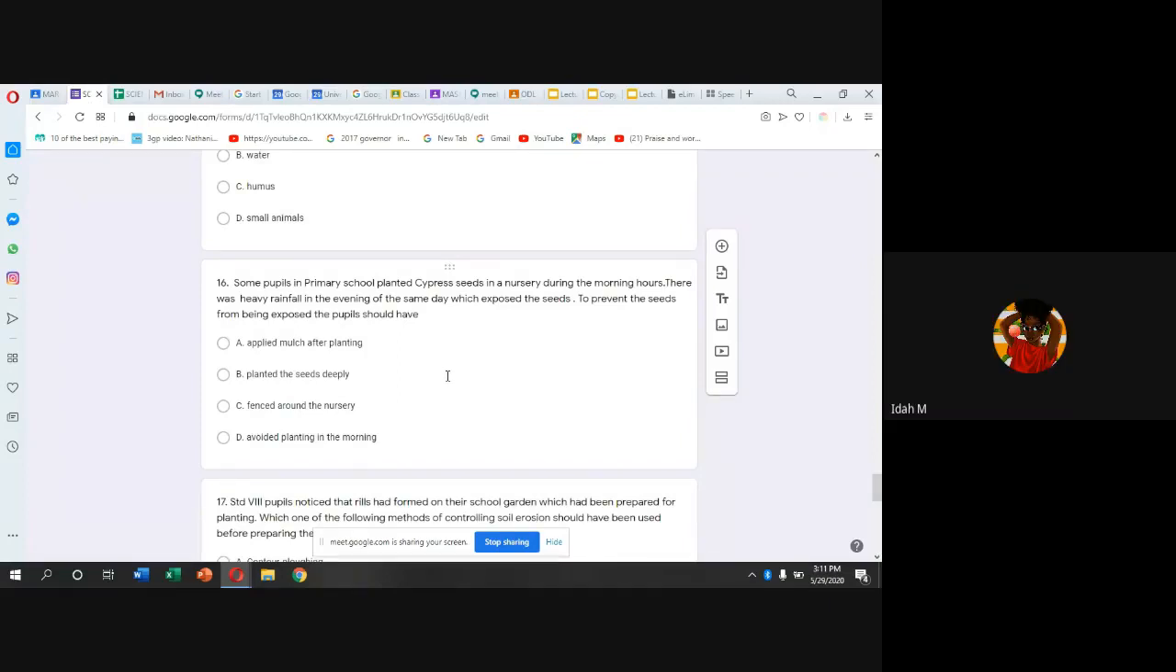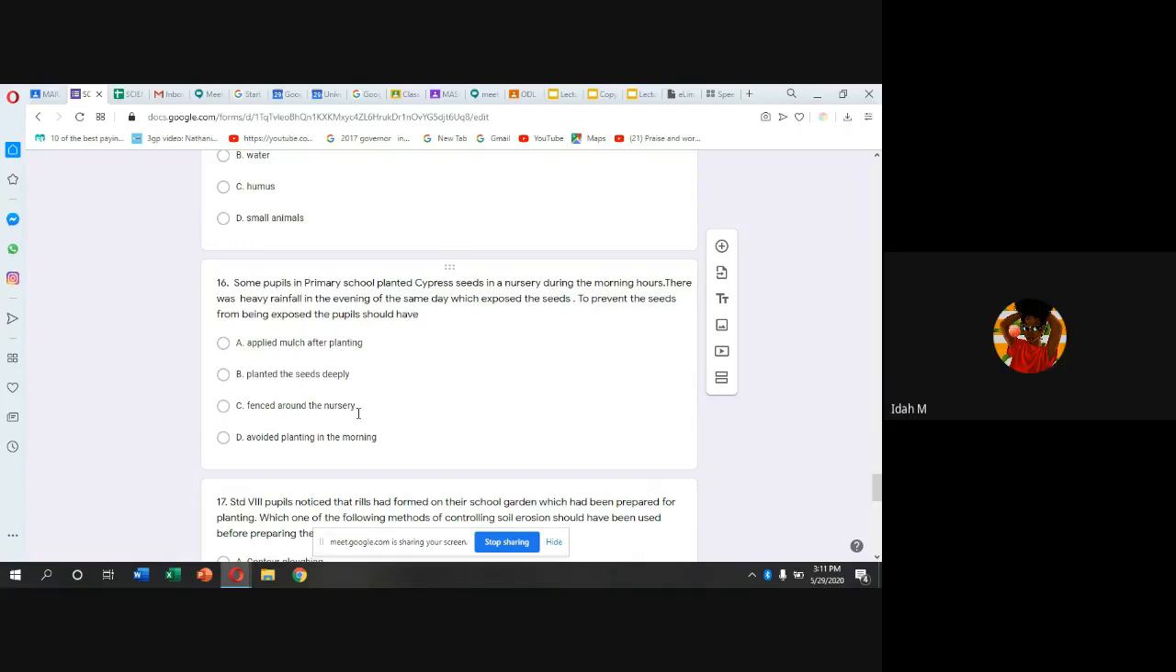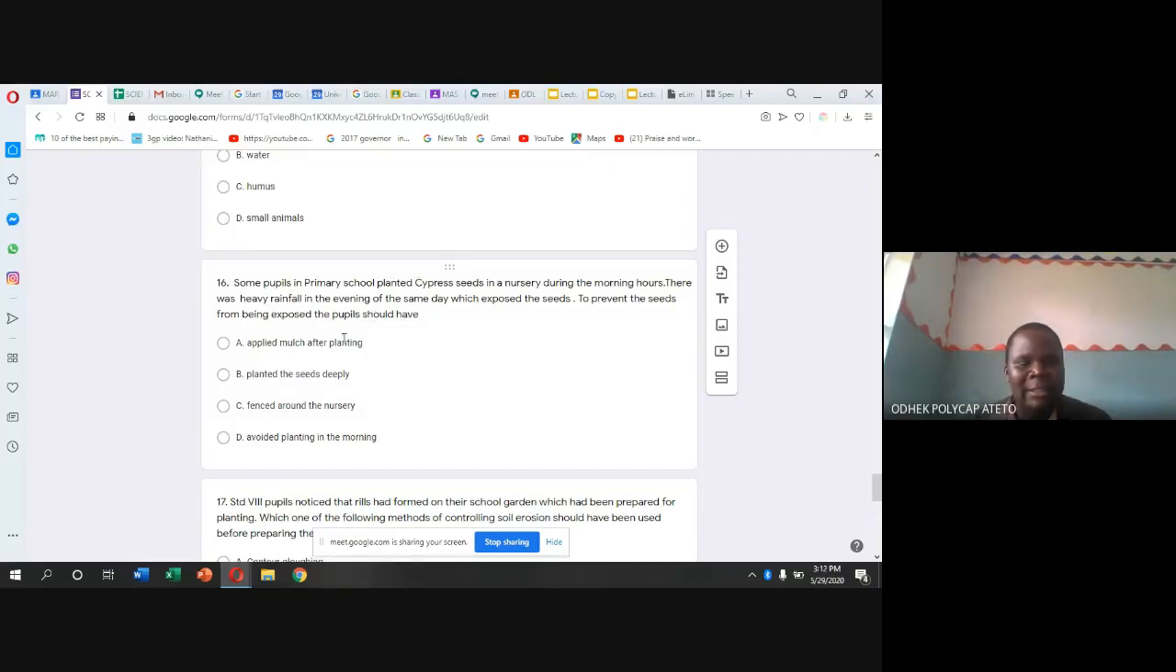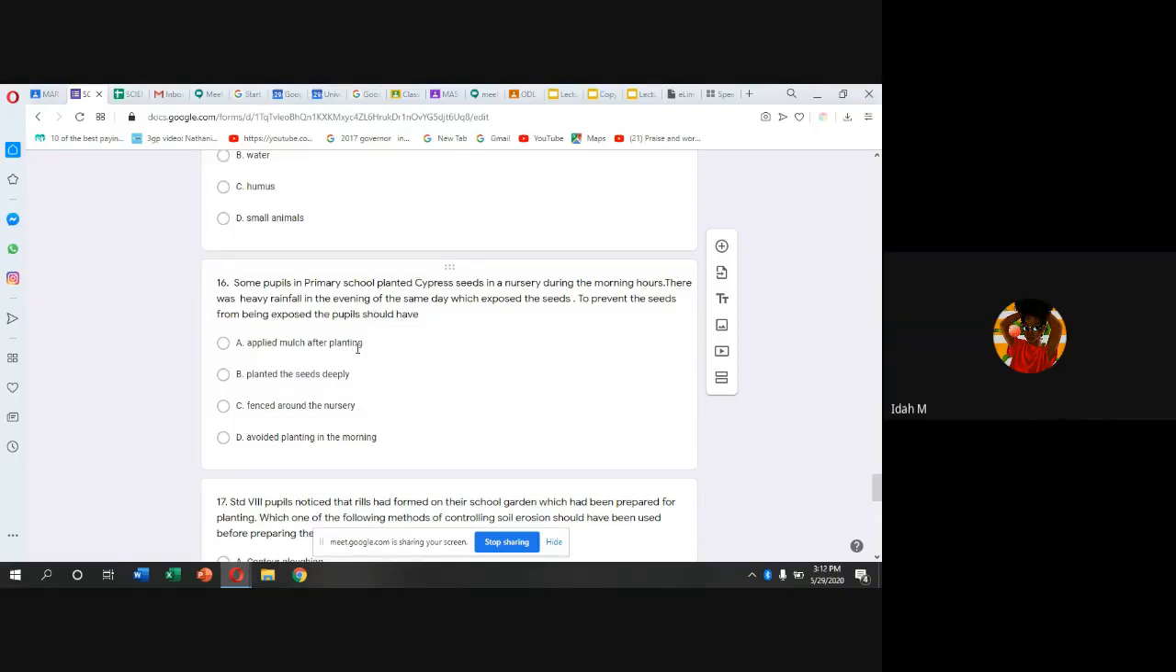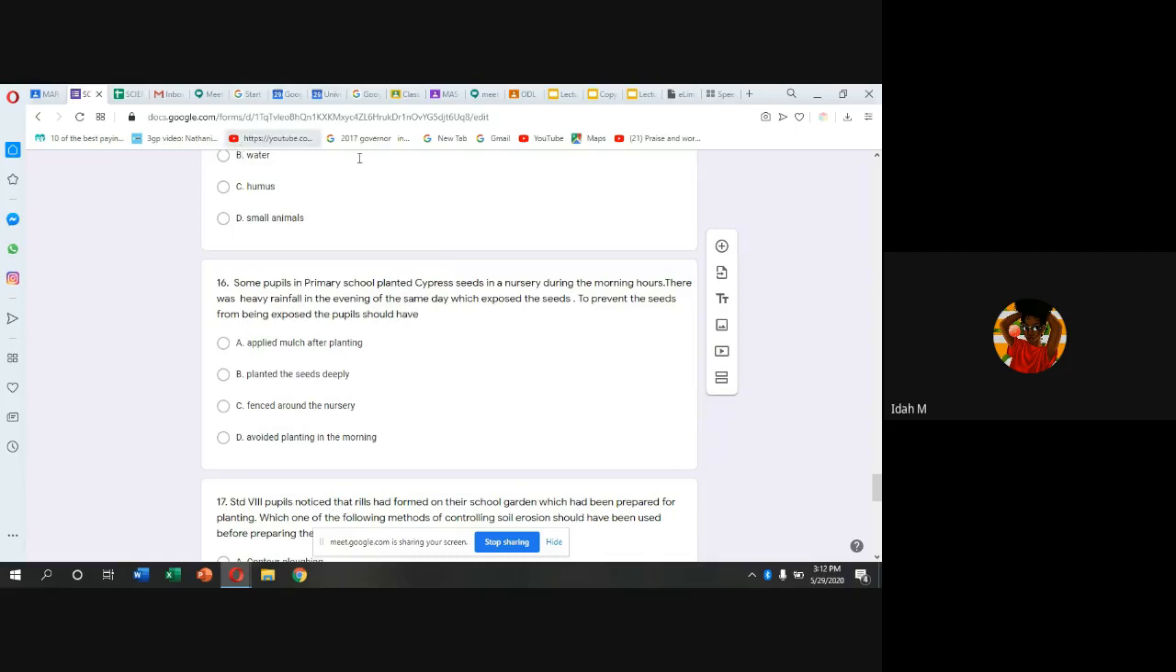Number 16. Some pupils in primary school planted cypress trees in a nursery during morning hours. There was heavy rainfall in the evening of the same day, which exposed the seeds. To prevent the seeds from being exposed, the pupils should have applied mulch after planting. Why were you supposed to do that? Because the mulch was going to prevent the soil from being eroded, which exposed the seeds. Okay, so it's because of the soil erosion that took place. Is that correct? Yes. Correct.